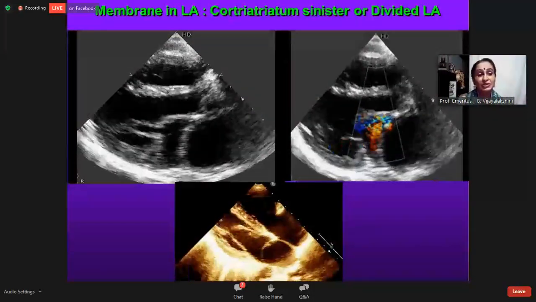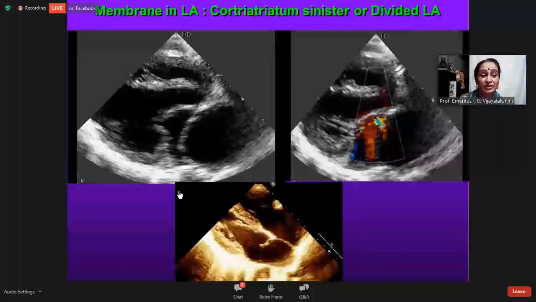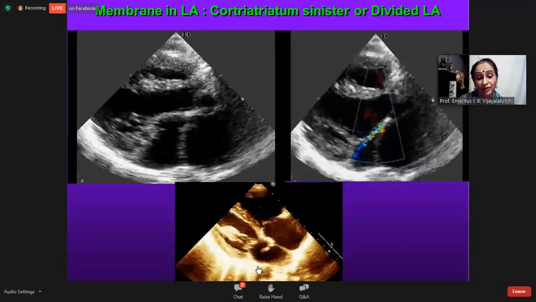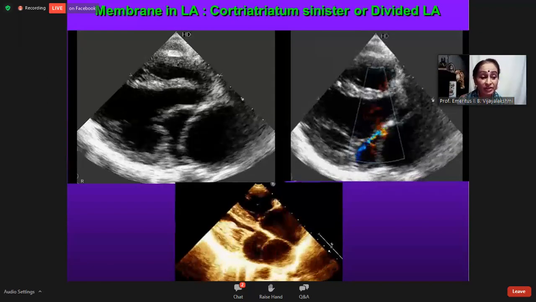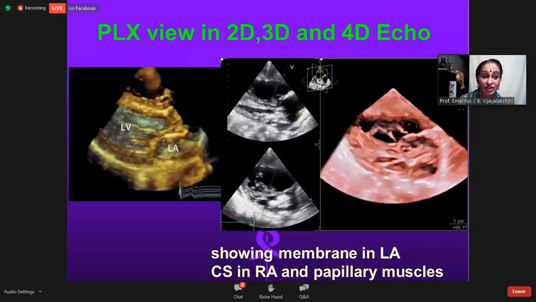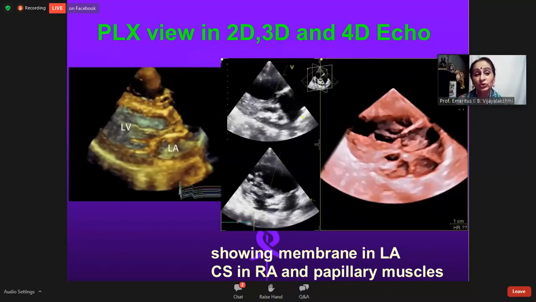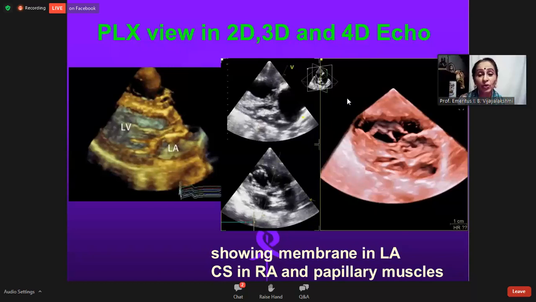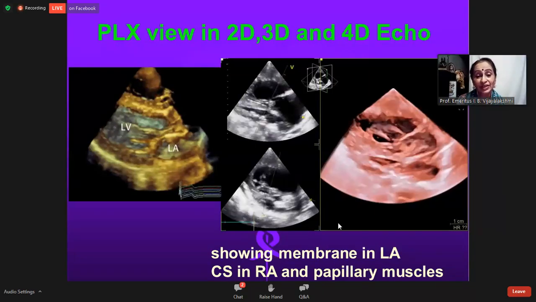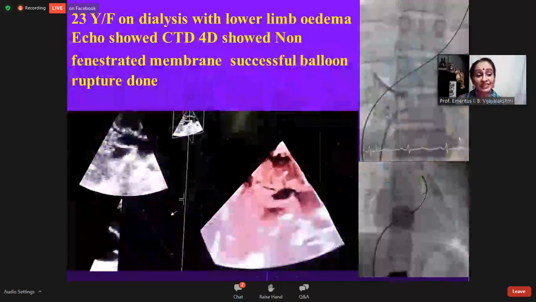In the same parasternal long axis view, you can also see the supramitral ring as well as the divided left atrium, that is the cor triatriatum sinister. And whether it is fenestrated or not can be seen. But now we have not only the 2D, 3D, but the 4D echo. Here you can see that on the RA side you have the coronary sinus, on the LA side you have the membrane, and this is how the 4D echo looks exactly like that.